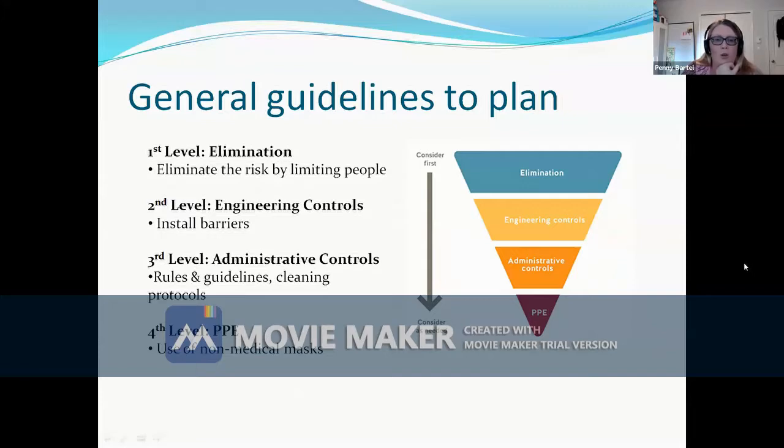So you'll see as we go through that we do consider all of these areas in the plan, but it's just a good guideline to keep in mind, to think of the first level first and then the 4th level last. I think everybody tends to jump to the PPE, but there's a lot of steps in between that can help.